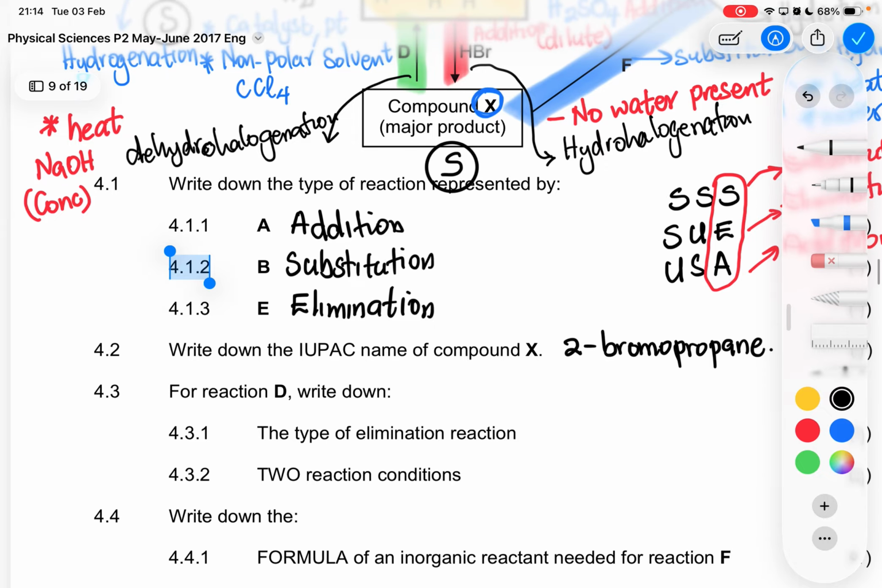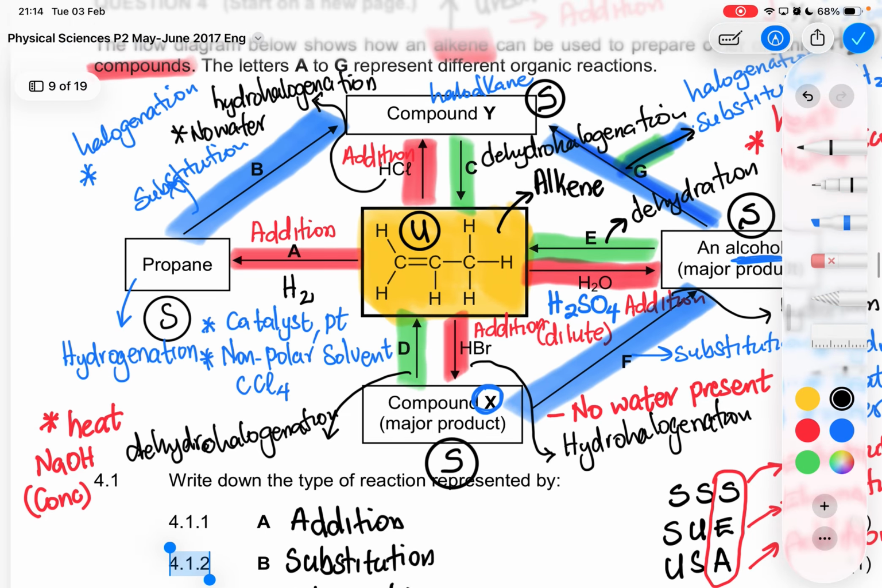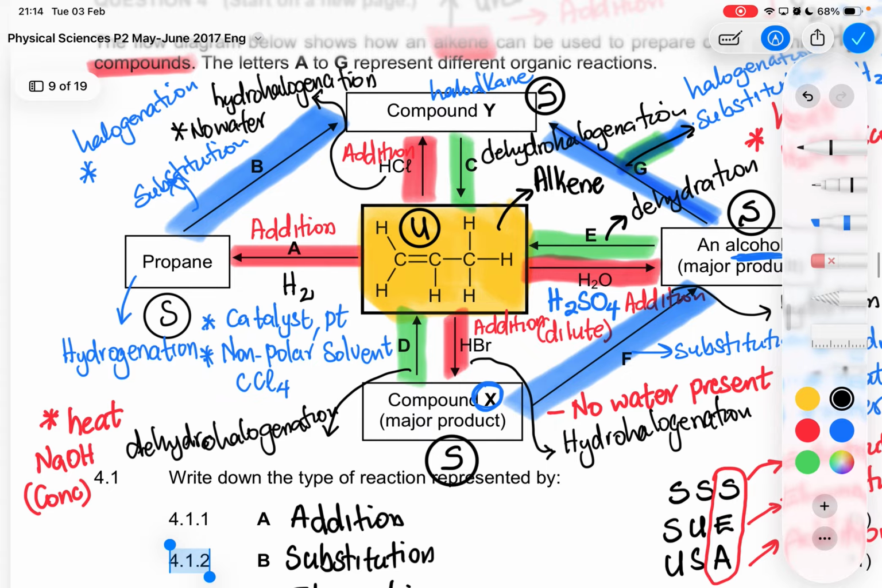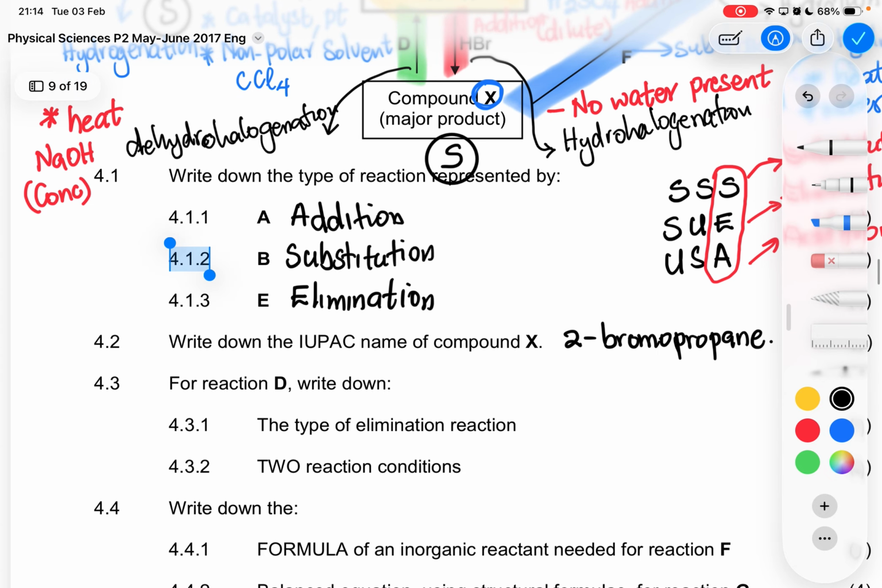Okay. For reaction D, let's go and look at reaction D. Reaction D is the reverse of hydrohalogenation. So that is dehydrohalogenation, so the type of elimination. So we say, oh, okay, we have answers. Dehydrohalogenation.